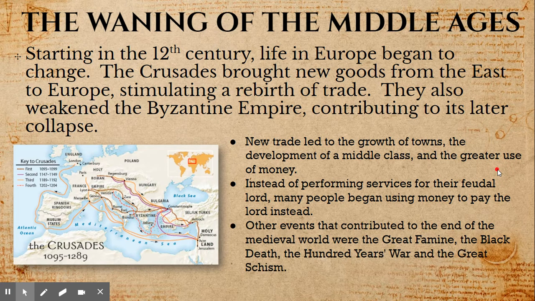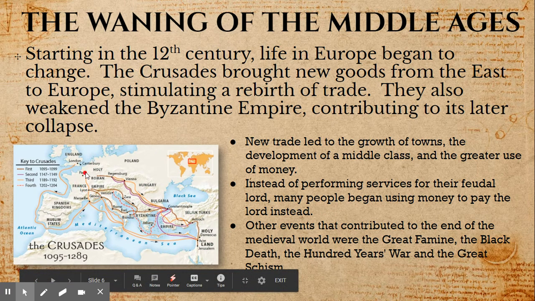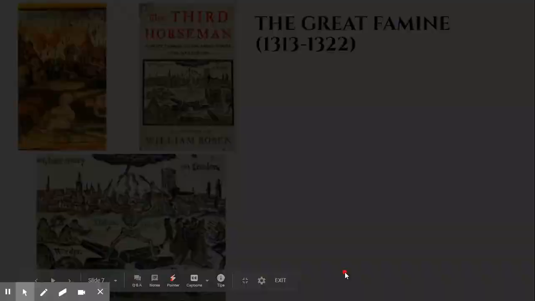Other events that contributed to the end of the Middle Ages or medieval times: the Great Famine, which we're going to cover, the Black Death, which we're going to cover, the 100 Years' War, and the Great Schism. So here are the different crusades. These are the major ones, the 4 major crusades. They go into the Holy Land, and they're going to bring back all of these new ideas back into Europe.